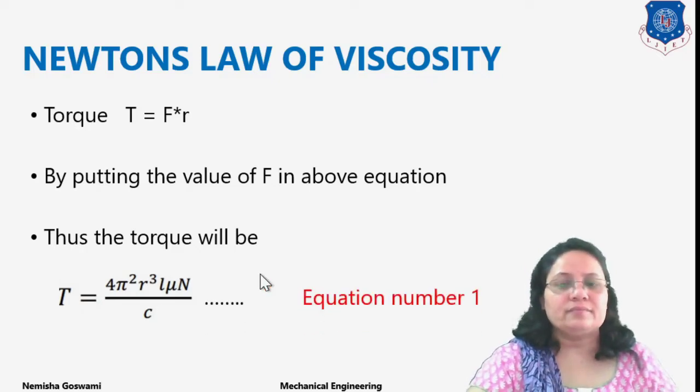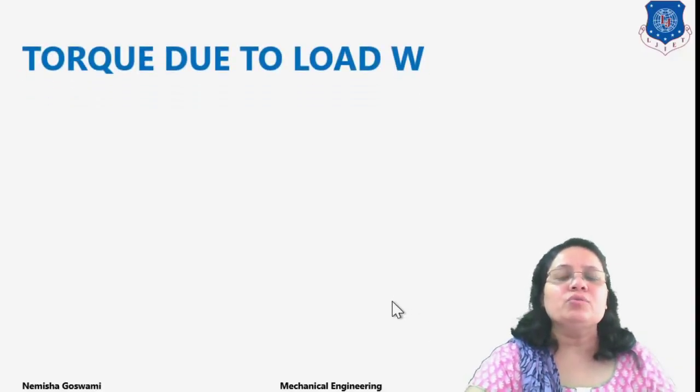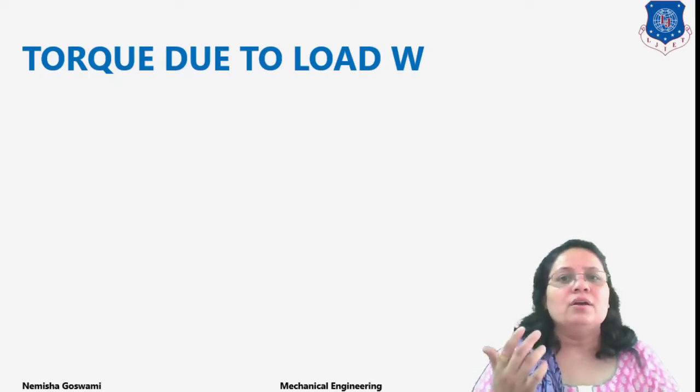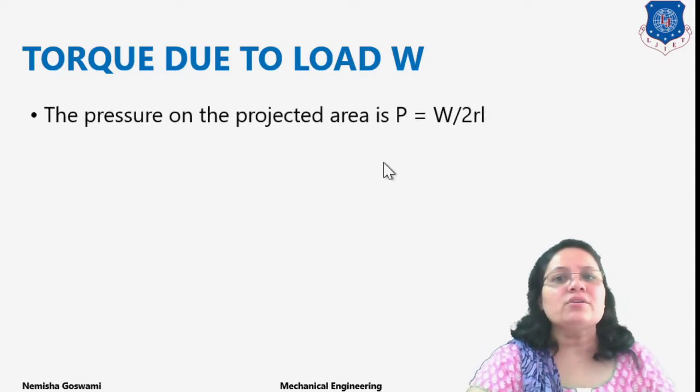Next, I have denoted this equation as equation number 1. Second one is your torque due to load. So the first equation we have obtained is the torque due to Newton's law of viscosity, or you can say due to viscosity of your lubricant, right? Second is torque due to your load W, so pressure on the projected area.